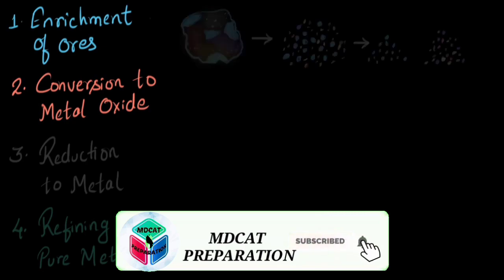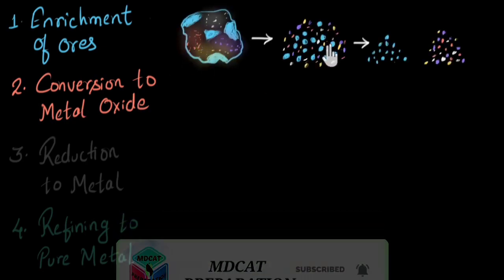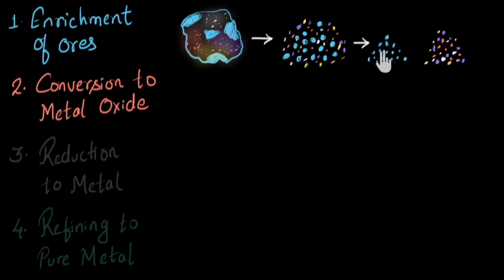Basically, we take a metal ore and we crush it into pieces, and then we separate the metal compound from its impurities. And if the metal compound is not a metal oxide, it's a metal sulfide or metal carbonate, then first of all, we will convert them to metal oxide form. And that is because it is easier to separate metal from its oxide.